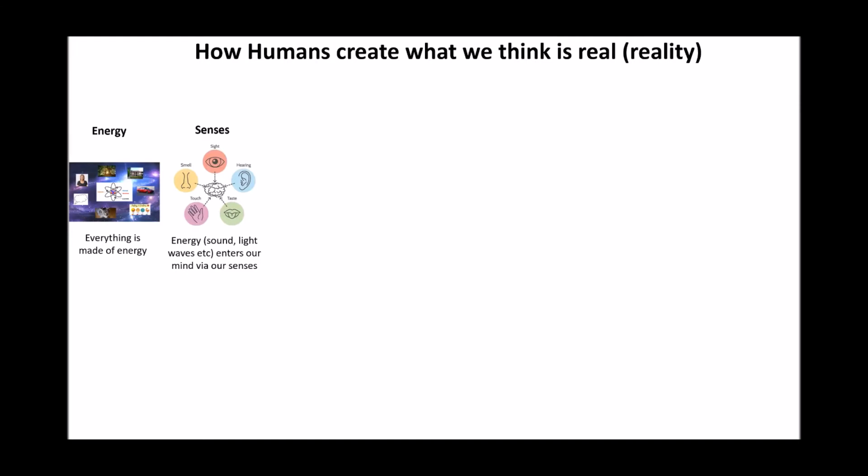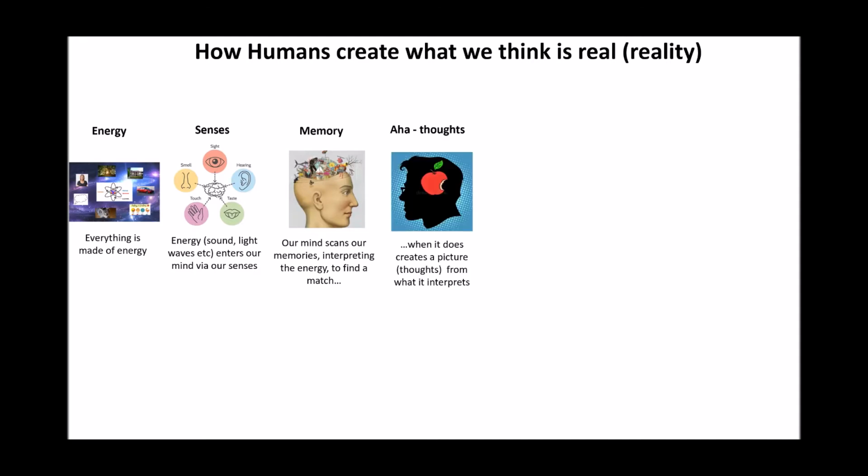For example, the light of a cup is reflected into our eyes. The sound of some music comes in through our ears. As the information comes into our minds via our senses, our mind scans through our memories and creates a picture of what it thinks is happening. In this example, the person thinks that they see an apple.